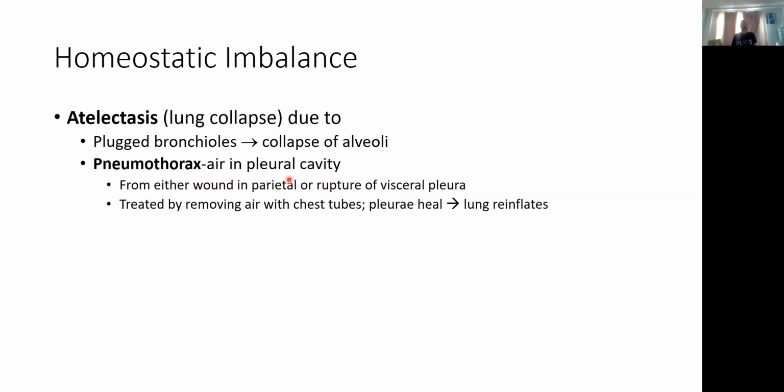Lung collapse specifically is called atelectasis. It can be due to any number of different things. You can have plugged bronchioles. If you have plugged bronchioles, the alveoli can collapse, and so you can get atelectasis that way. The one you're probably most familiar with is called pneumothorax. Pneumo here meaning air, thorax meaning your thorax. And basically what's going to happen here is you've punctured either the parietal or visceral pleurae. Usually it's the parietal pleura.